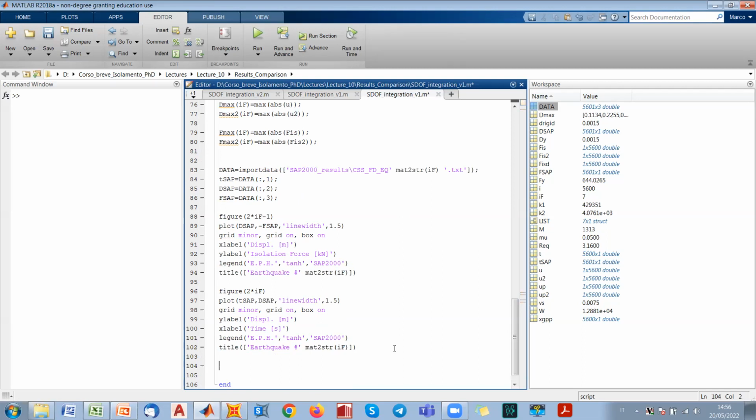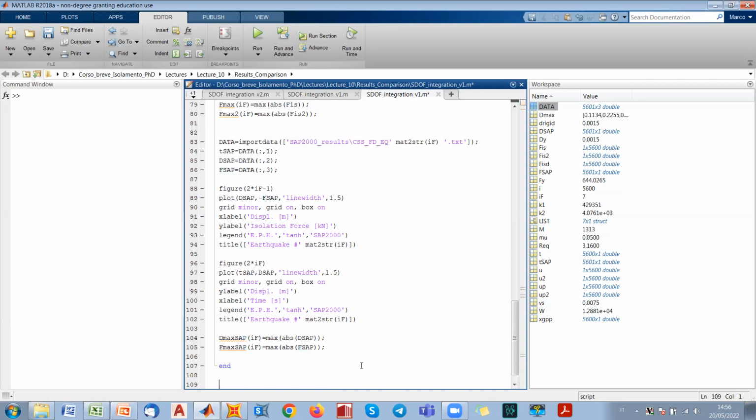And then we have to do it also for SUB 2000. So the maximum SAP is equal to the maximum of the absolute value of the SAP. This is for the height file. And then we have F maximum SAP, which is the same.